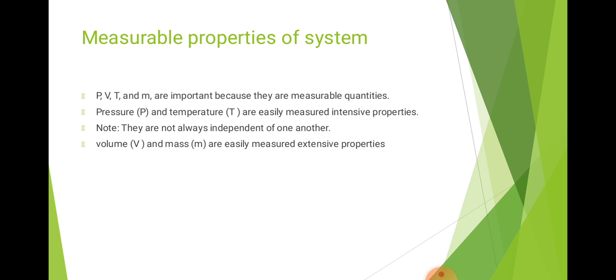So the measurable properties we see are pressure, volume, temperature and mass. These are the important measurable quantities. Among these quantities, pressure and temperature are easily measured, so these are the intensive properties. But note that they are not always independent of one another. And the volume and the mass are easily measured extensive properties.